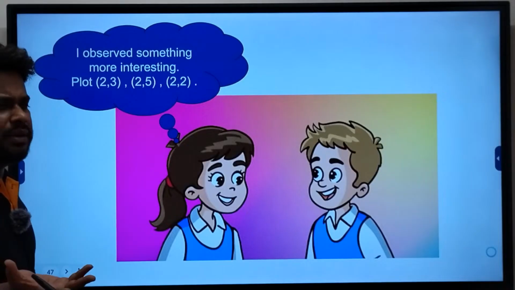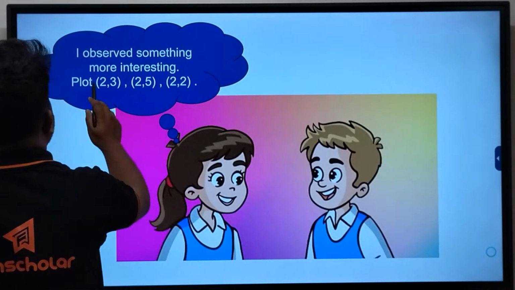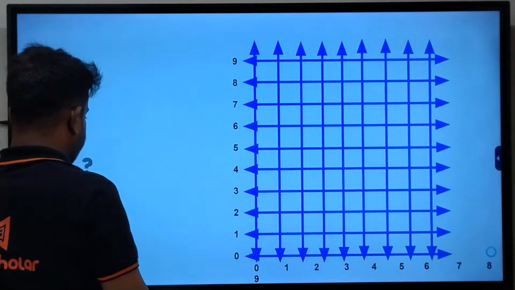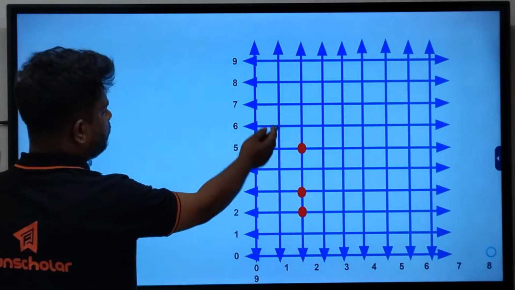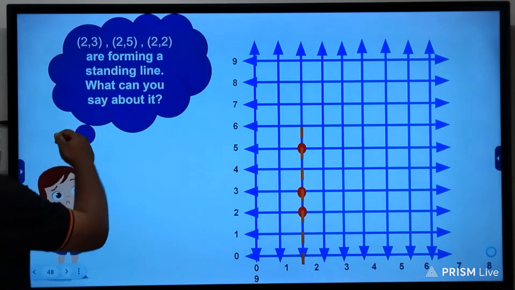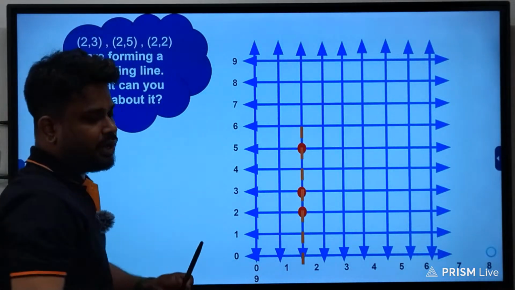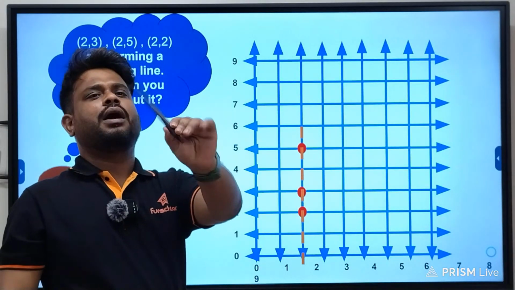This is just a fun fact. I observed something more interesting. Plot 2, 3, 2, 5 and 2, 2. Okay, so 2, 2, 2, 3 and 2, 5. All these numbers being plotted form a standing line, or straight line, which will look like this. Okay, so this is a vertical line.